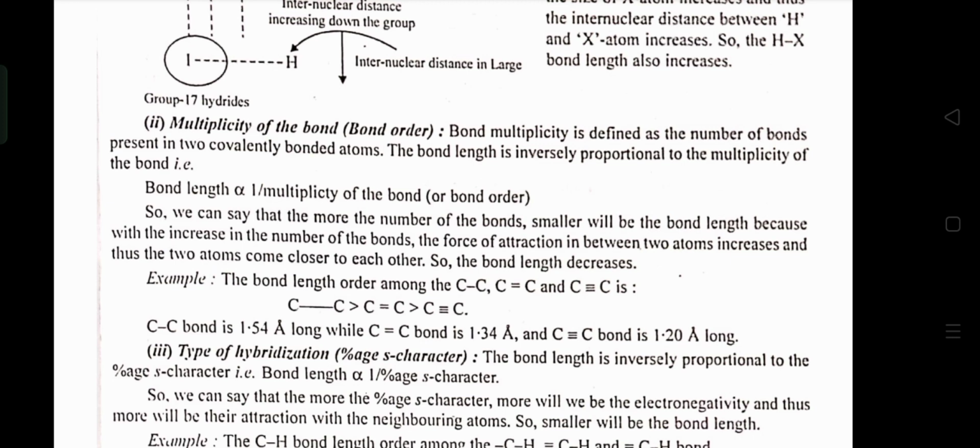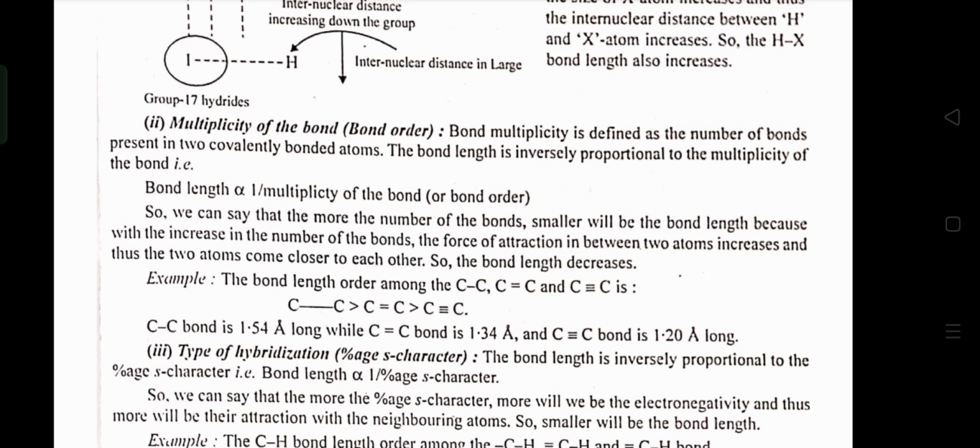The bond length order among C single bond C, C double bond C, and C triple bond C: the maximum bond length is in C single bond C, then C double bond C, and the minimum is in C triple bond C. C single bond C is 1.54 Angstrom, while C triple bond C is 1.20 Angstrom.